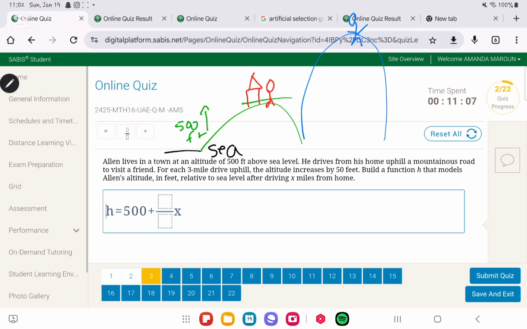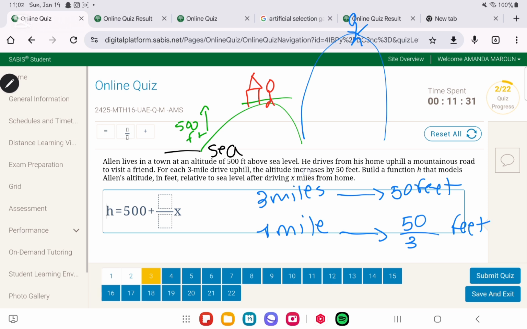They did not tell us how far up his friend is, but instead they told us, for every 3 miles that Alan drives, he goes up by 50 feet. So every 1 mile he is driving, he is going to go up by 50 divided by 3 feet. So if he's driving x miles, we don't know the value of x, he's then driving 50 over 3x feet. Now, this is what? This is how much he is going to reach to his friend's house.